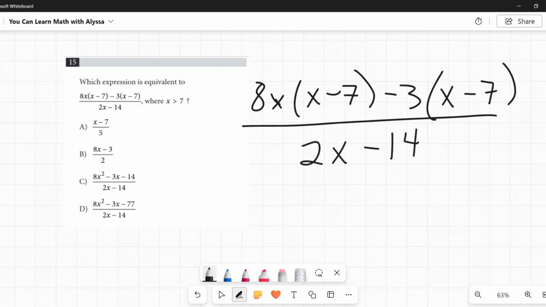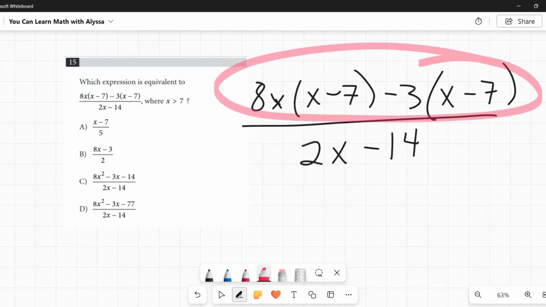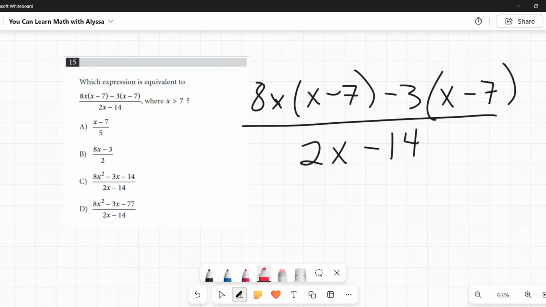Okay, so on top, the first thing I want you to see is that we have matching binomials there, x minus 7, x minus 7. Now, if you have done factoring by grouping in algebra, this probably looks familiar. This is like the middle step when you're factoring by grouping.